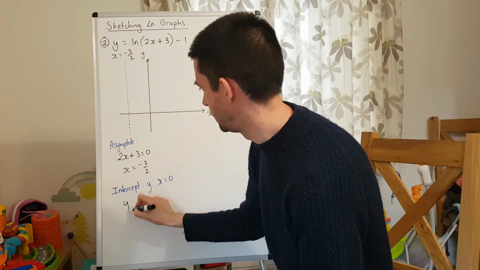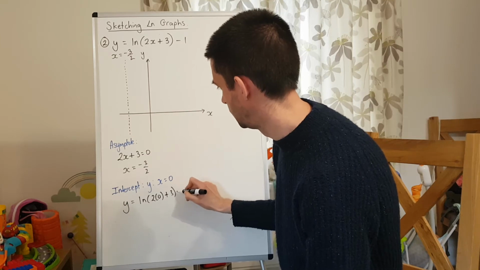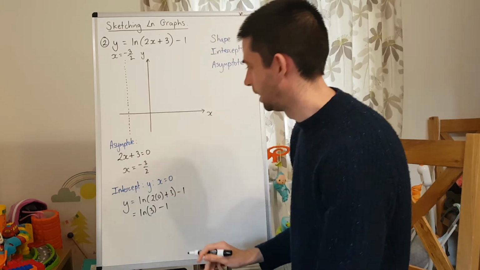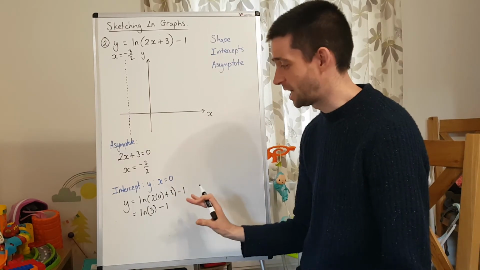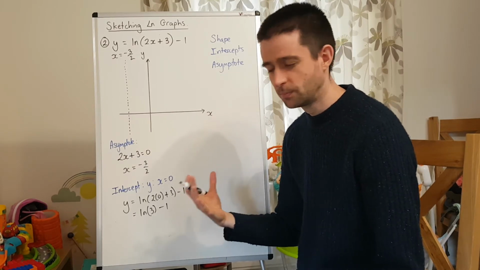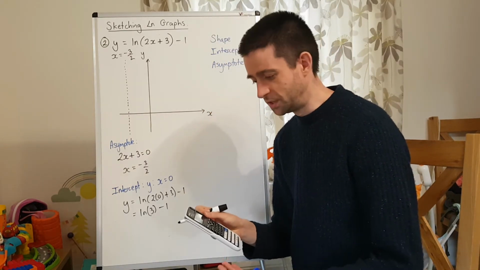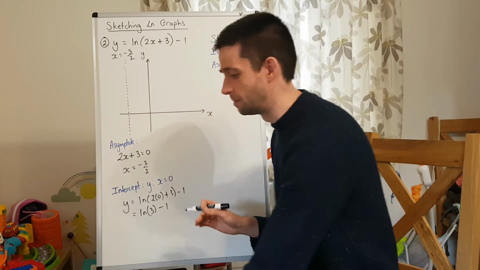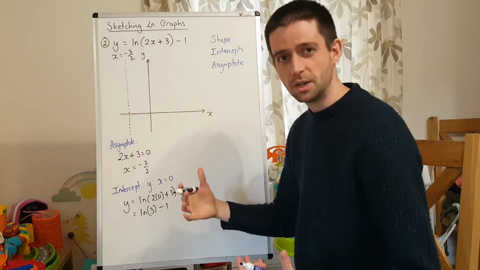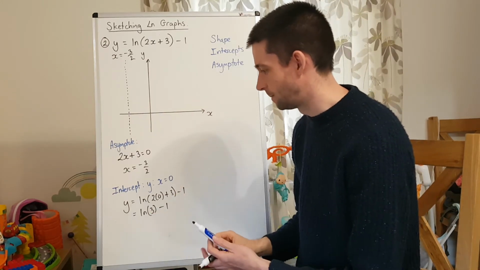So if x equals 0, y equals ln of (2 lots of 0 + 3) minus 1. So y is ln 3 minus 1. So that is the y-intercept. Now I just want to get a sense of whether that is a positive or a negative number. So I just type that into my calculator, ln 3 minus 1, and it's 0.0986, so it's a positive number. So I've got to think, okay, that is going to be above the y-axis when I draw it. And the reason I'm doing that is it gives me an idea of where my sketch is going to end up. So there's my y-intercept there.